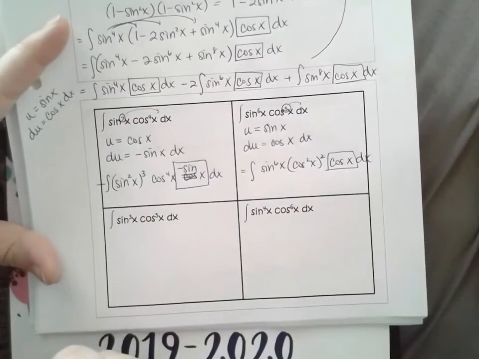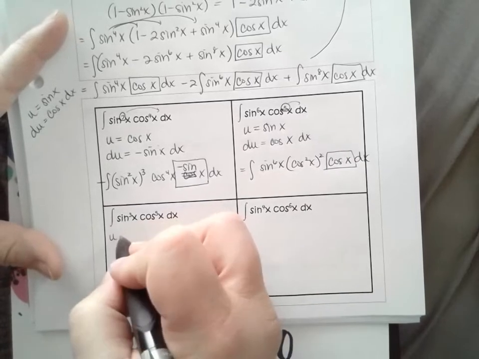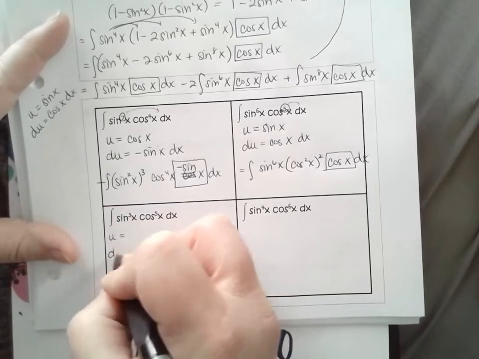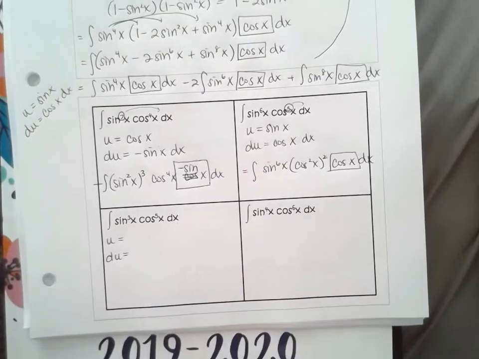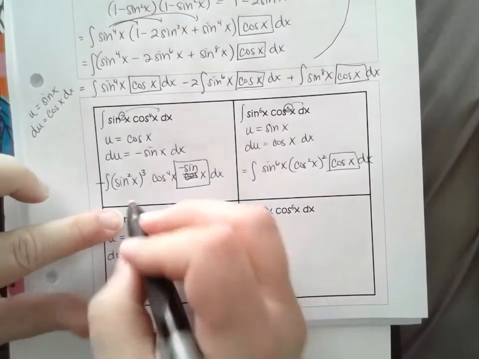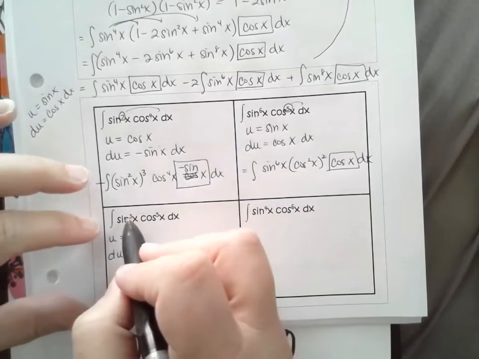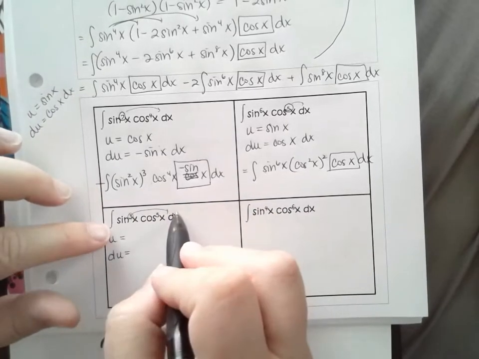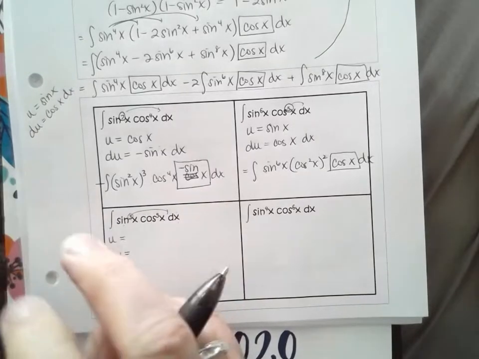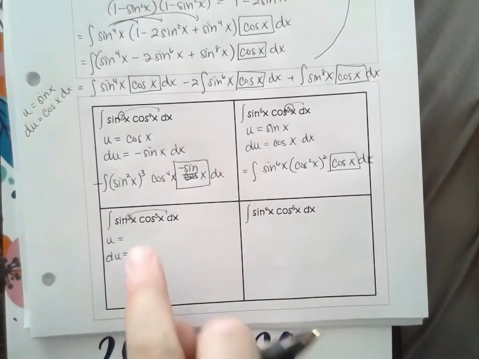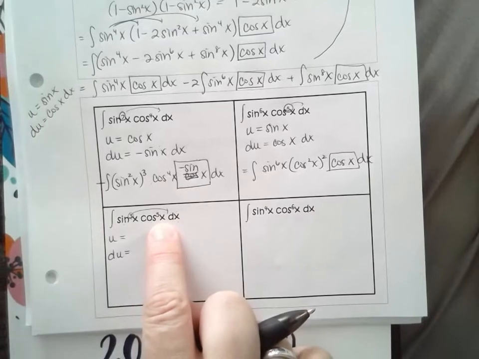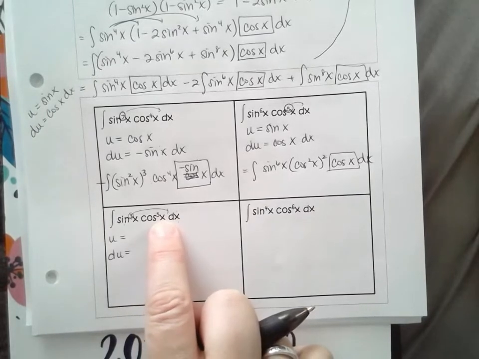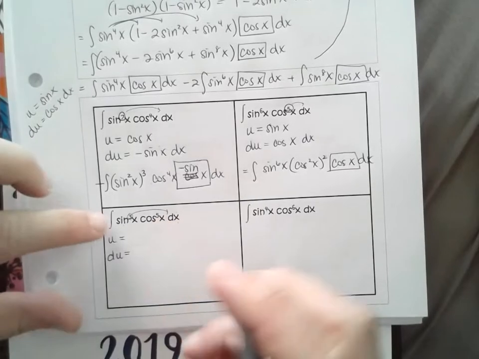Alright, what happens when they're both odd? Well, in this case, you can't lose. You could be either one. My personal recommendation would be to let the smaller exponent be the one that you split, because then if I reserve one of these sines, I only have sine squared, so that's just a quick substitution, whereas if I reserve one of these, I have cosine to the fourth, which means I would have to substitute with the Pythagorean identity, and then I'd have to square it, so there's more algebra involved.